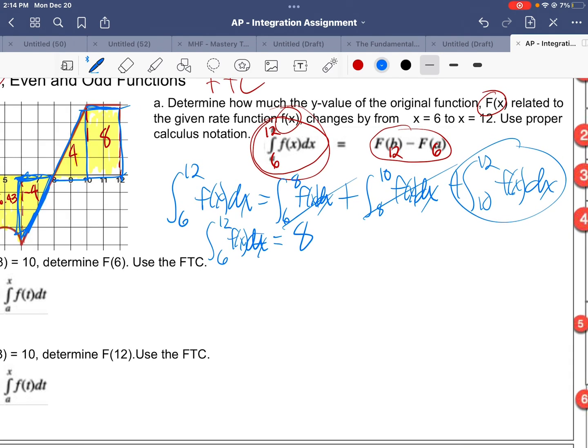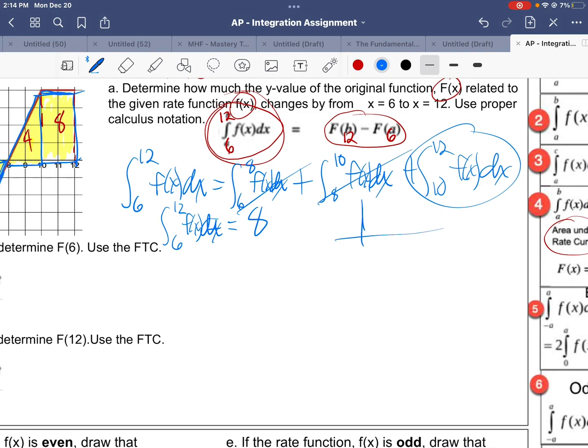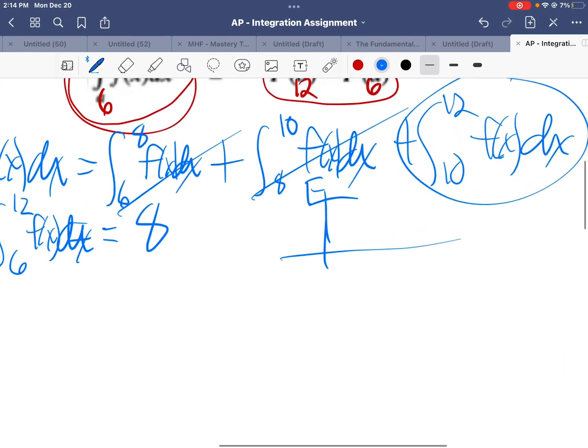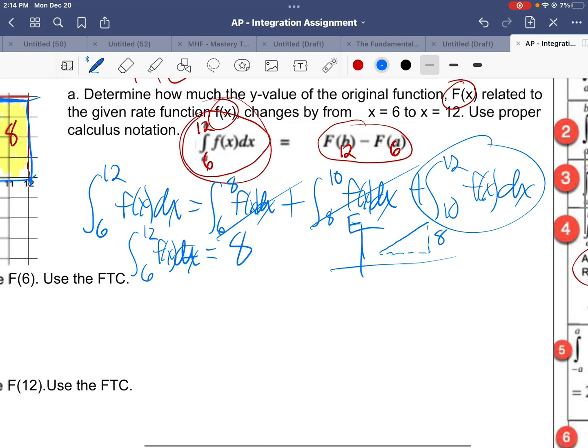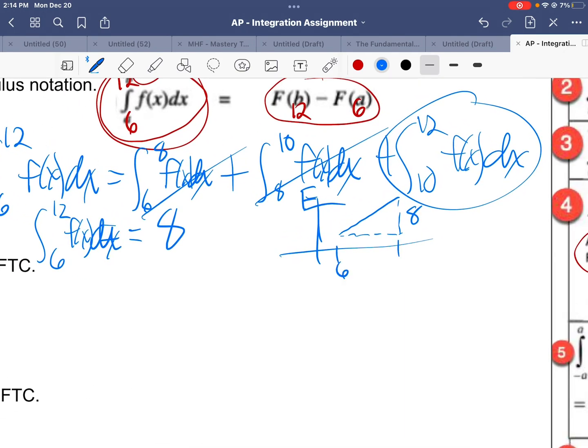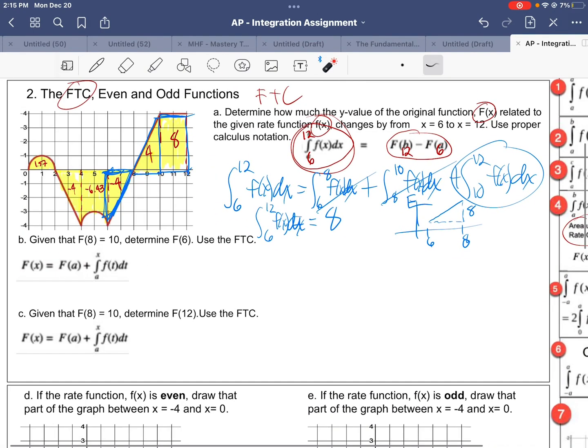And what does that mean? That means that on the graph of big F of x, there is an increase, and I don't know the shape for sure, but I know that the y value increased by 8 when I went from x equals 6 to x equals 12. It might have gone down and then gone back up, or it might have gone way up and then come down, but the net increase, the net change, sometimes called the net change theorem, is 8. So we know that.